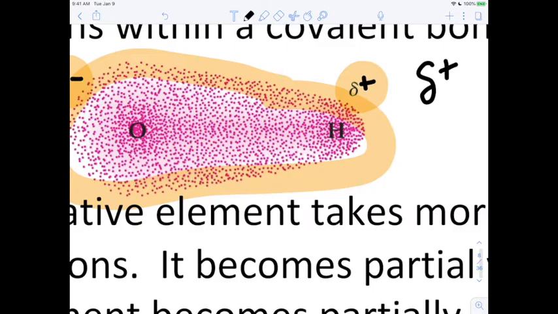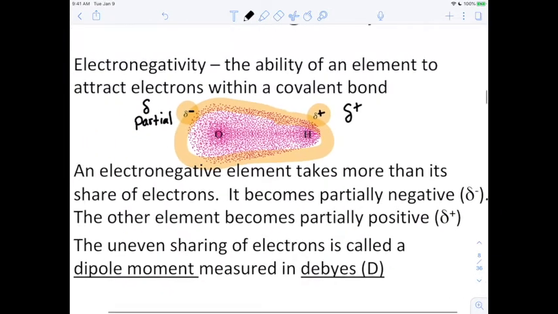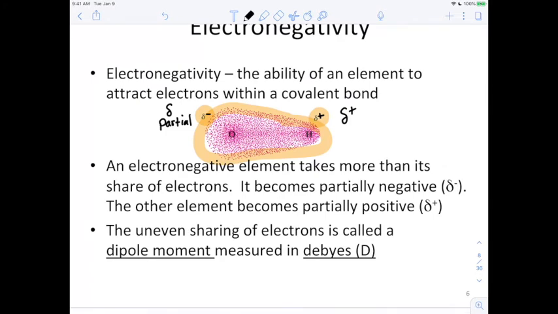So officially, electronegativity is the ability of an element to attract electrons within a covalent bond. It's the ability of that element to be like, hey, electrons, look at me, I'm so cool, come hang out with me, you don't need to be over there. That's what some of our elements are doing. I know it's terrible, they're vain, but that's what's going on, and oxygen is notorious for being electronegative.